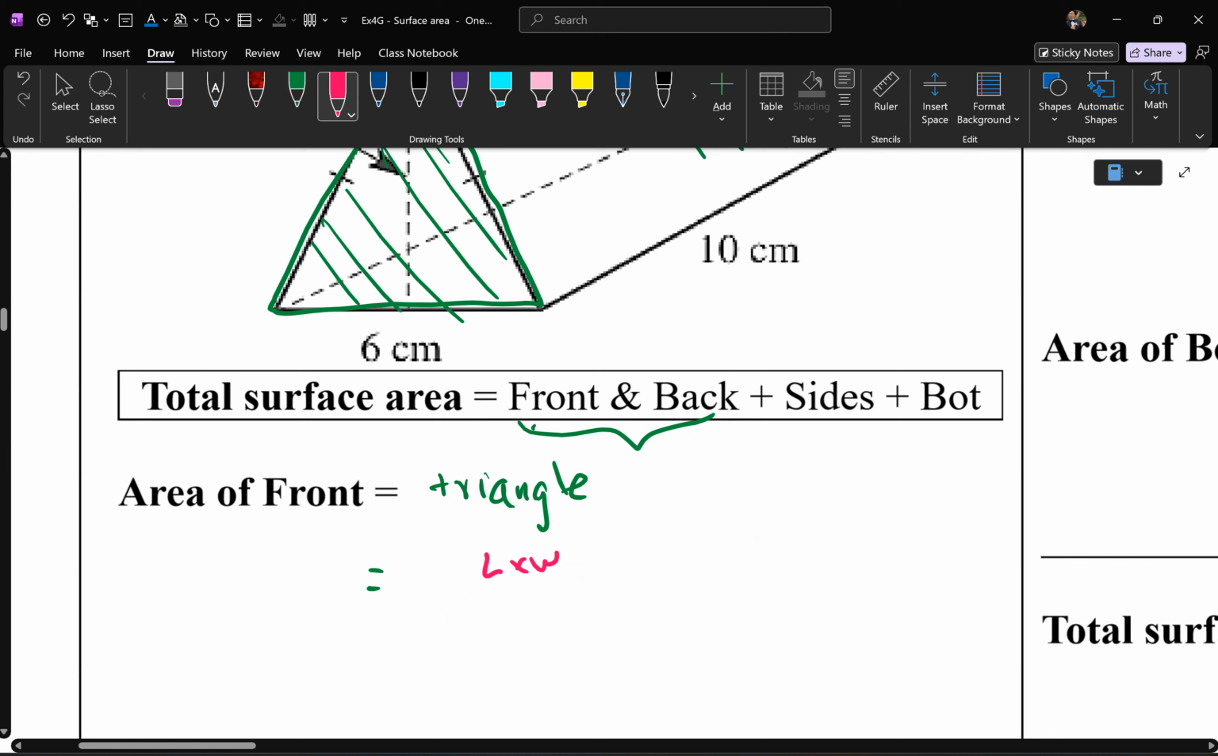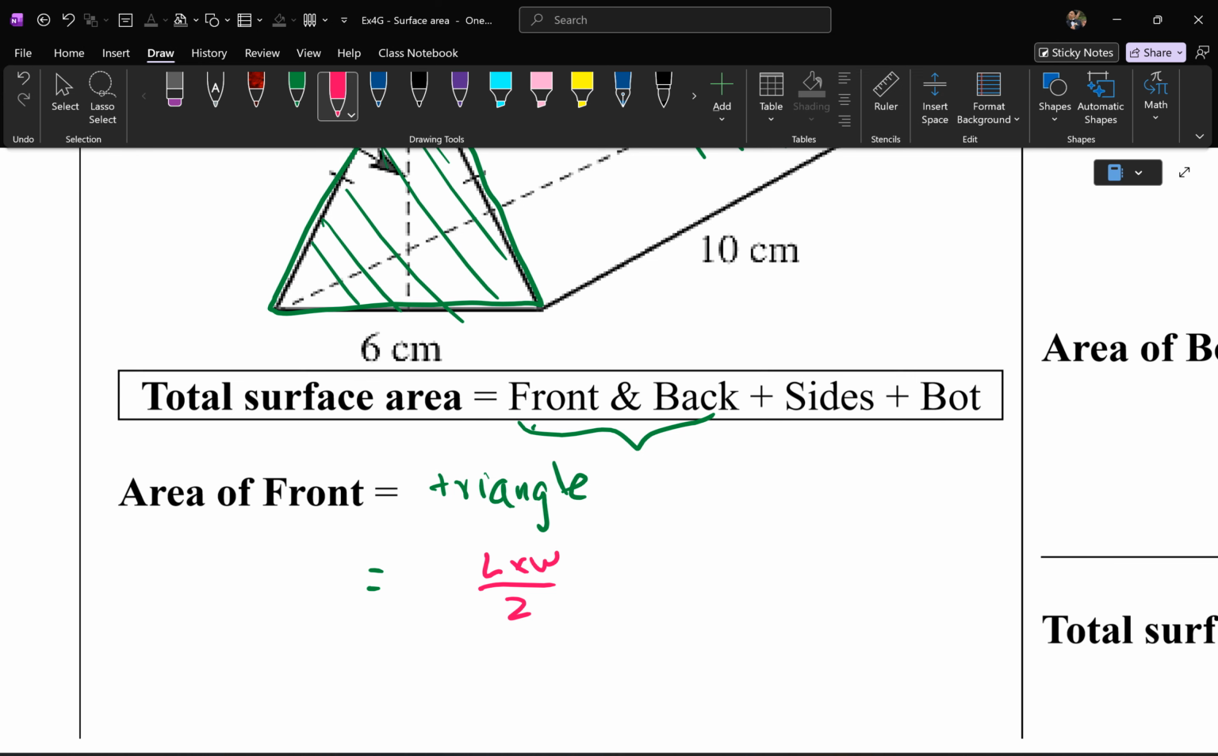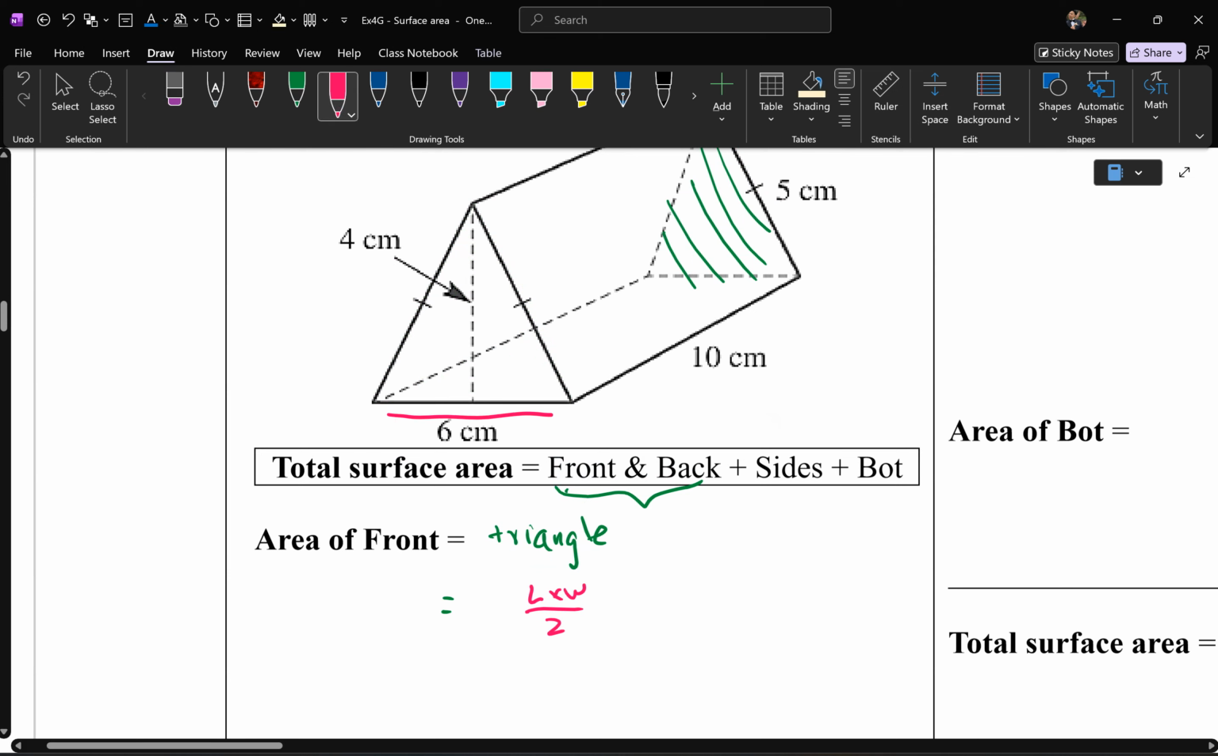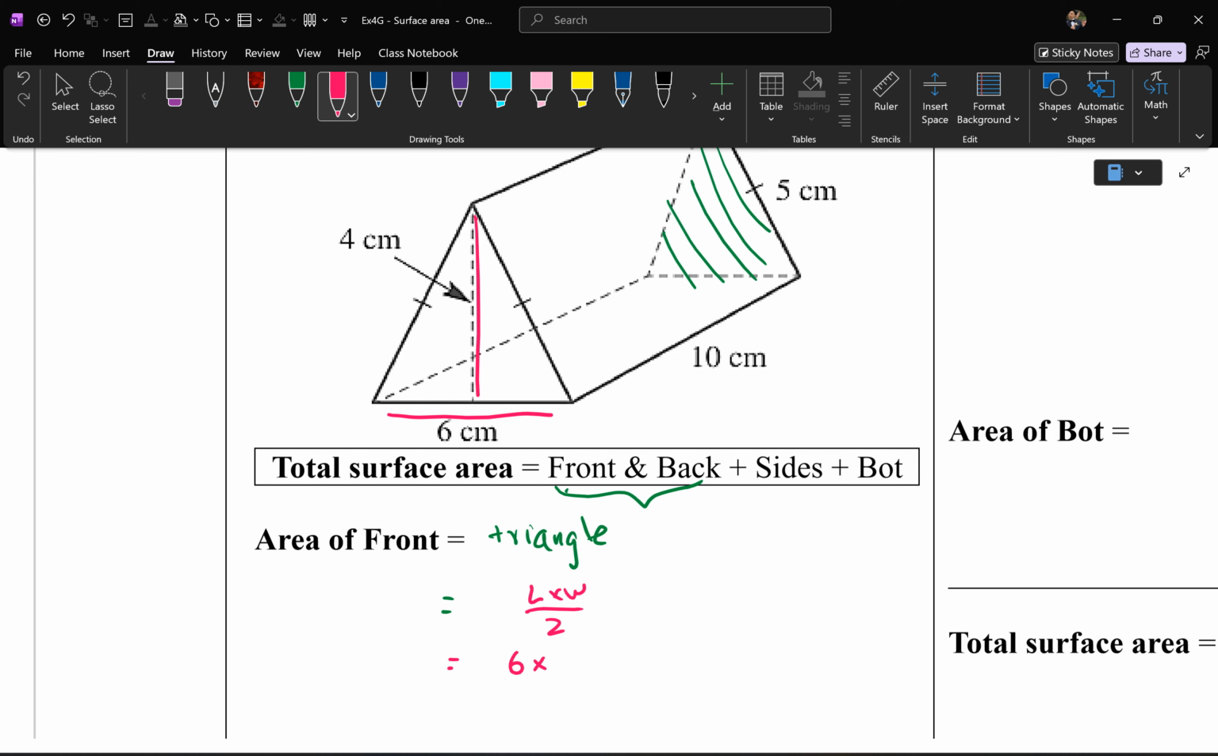Good. So length times width over 2. Beautiful. Okay, so again, you've got to find the base times the height. In this case, you can see the base is 6, height is 4. So let's write it in. Base is 6 times width, which is 4.